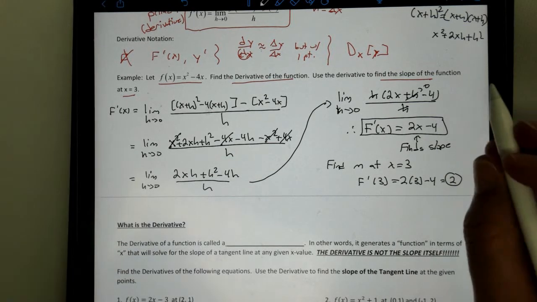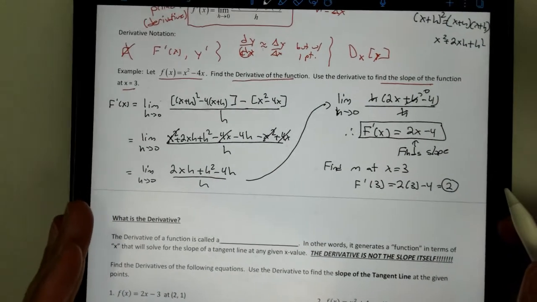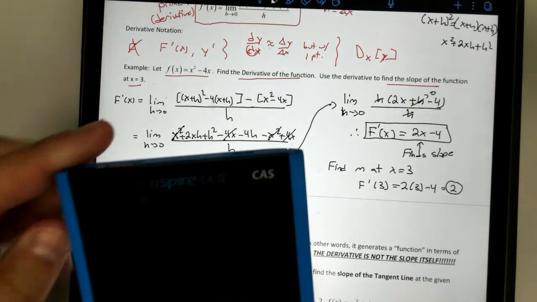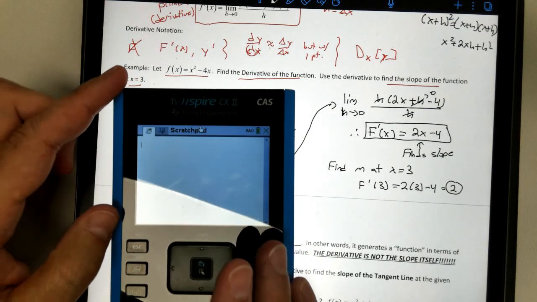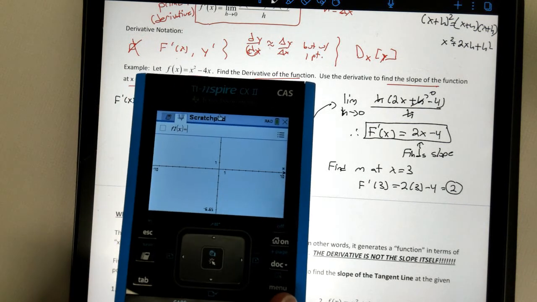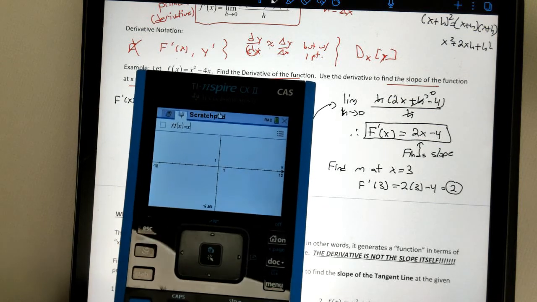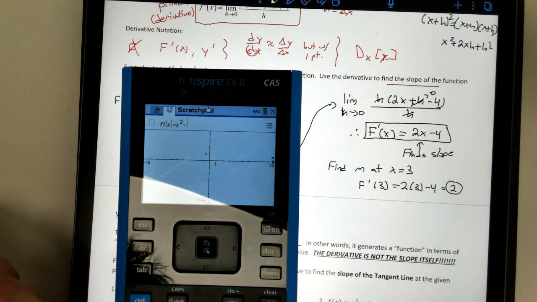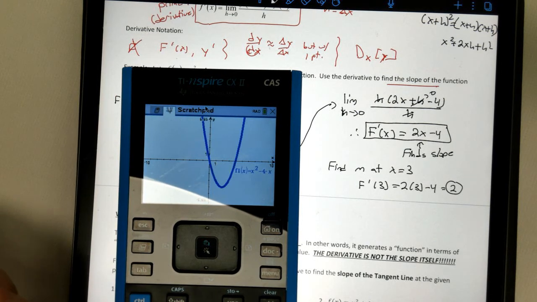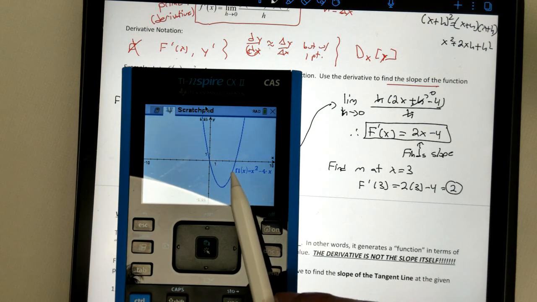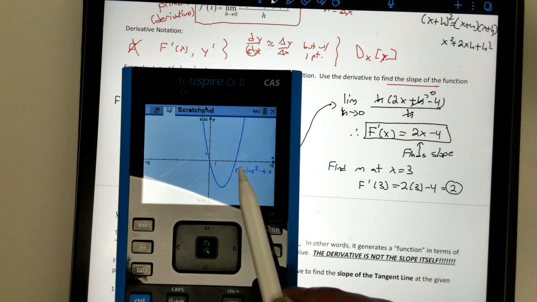This is amazing. What this says is, this shape right here is a parabola. If we were to graph this parabola here, let's go ahead and do that real quick. We get x squared minus 4x. If I were to graph that parabola, this is saying at x equals 3, the exact slope at that point is 2.